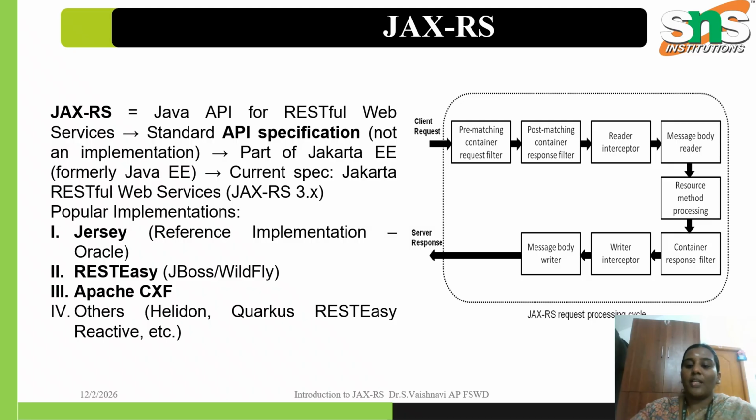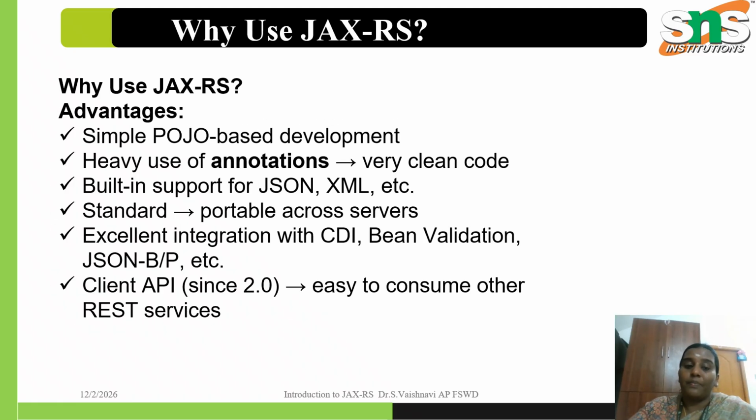So this is the JAX-RS request process cycle. It includes the pre-matching container request filter, response filter, reader interceptor, message body reader, and also resource method processing, within the container response filter, with the writer interceptor and also message body writer. So this is a client request. These are the functions we are going to see within the request process cycle.